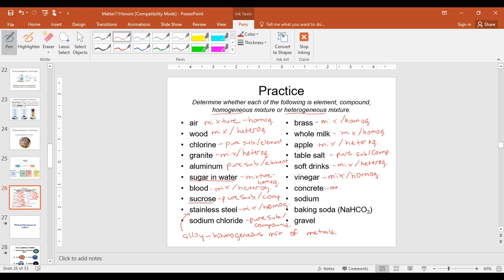Concrete is also a mix. And since sometimes they mix rocks in like an aggregate, I would say it's probably heterogeneous. Sodium is on the periodic table, so it's a pure substance. And it is an element. Here we have a pure substance, PS, and compound. Last one, gravel, you see different parts. I would say it's a mixture, and I would say it's heterogeneous.